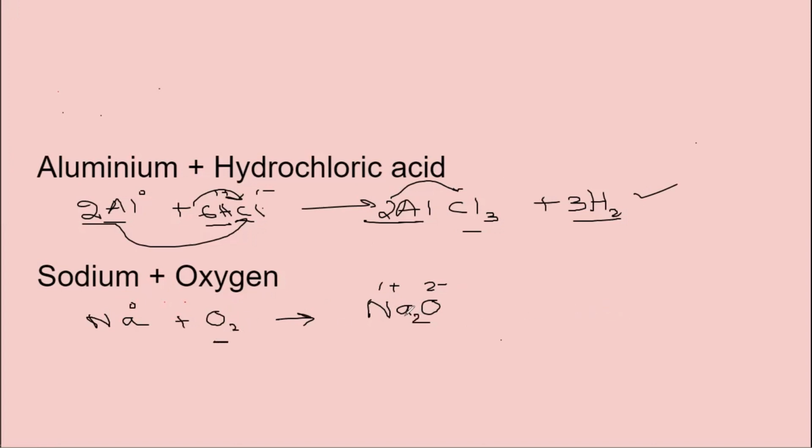See, 2 oxygen in the reactant side, only 1 oxygen in the product side. So make this oxygen 2. So sodium has become 4. Just directly make it 4. This equation is balanced.